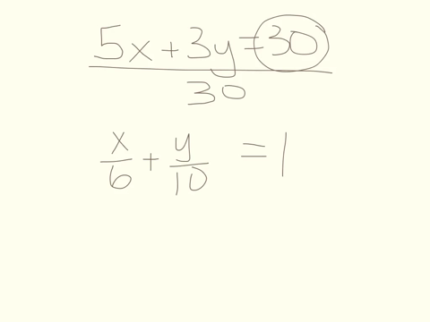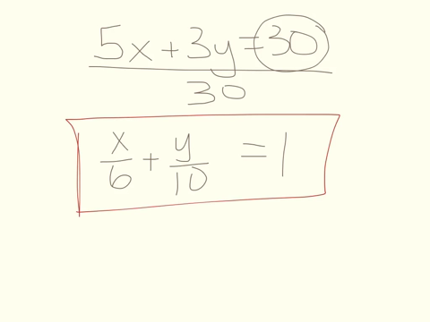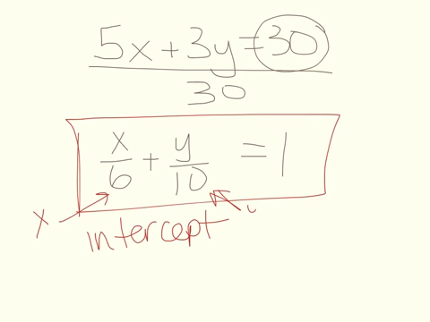And that is how this form here is intercept form, and this is the x-intercept, and this is the y-intercept. So we'd go over 6 on the x, we'd go up 10 on the y, plot some points, and draw the line. Pretty nice.